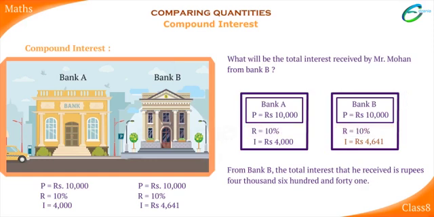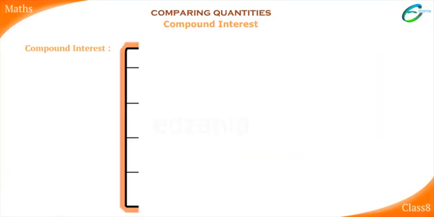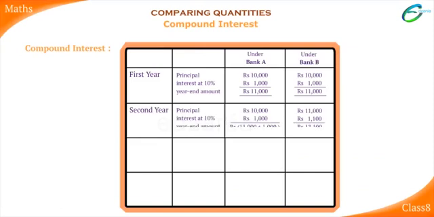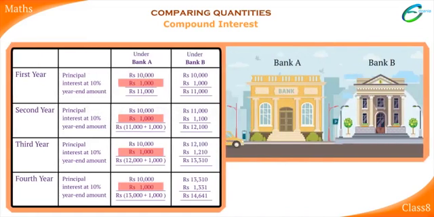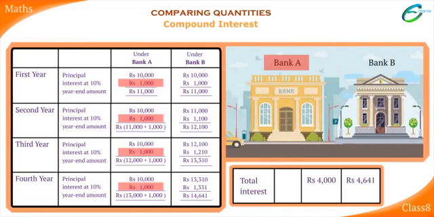The interest rate offered by both the banks was same. Surely there must be some difference in the way the interest was calculated by the two banks. Let's understand this. Let's look at how Bank A and Bank B gave interest on the money that Mr. Mohan deposited. The principal amount deposited by Mr. Mohan to Bank A was 10,000. On the principal, he received an interest of rupees 1,000 each year. Thus, at the end of 4 years, the total interest received from Bank A is rupees 4,000.